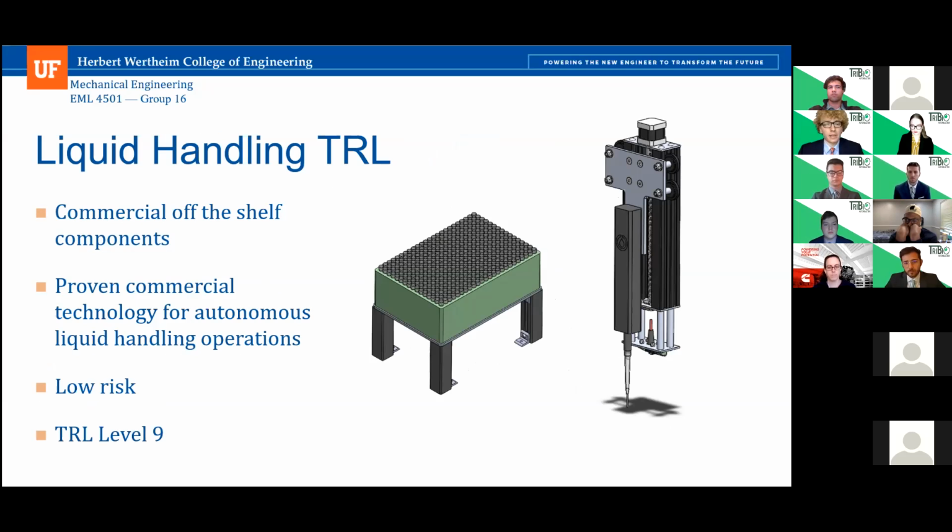For the liquid handling subsystem, once again, we use commercial off-the-shelf components from Opentrons, which is a proven commercial technology for autonomous liquid handling operations, showing once again low risk and a TRL level of 9.